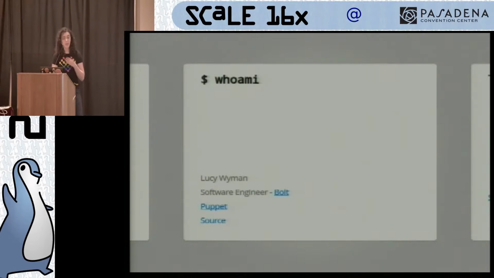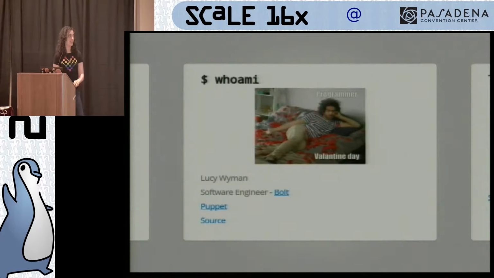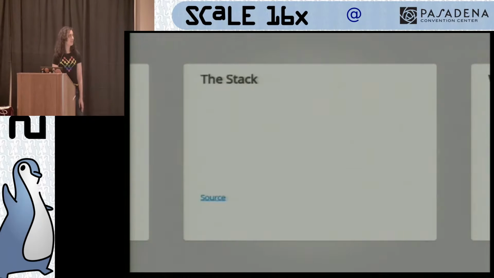Okay, who am I? My name is Lucy Wyman. I'm a software engineer at Puppet, and I work on a product called Bolt, which is our open source ad hoc task runner, basically SSH in a for loop. Yeah, it is actually a really fun project if you want to check it out. It's very useful for many things. And I like to think that I bring a certain vivacity to our office, much like this person.